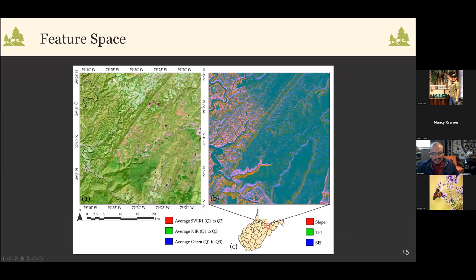This is showing the average shortwave, near infrared, and green bands from the available data, but only from the first to the third quartile, so the average between the first and the third quartile. So you see here, you end up with an extent that's pretty cloud-free, but there's actually been some gap filling applied to this. And this is showing a 3-band composite of topographic variables: slope, slope position, and surface site exposure index.